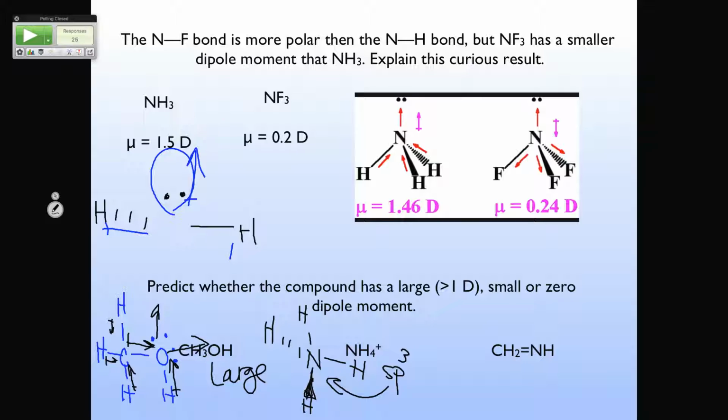Cancel out. Okay. What about this last one over here? Oh, so what is it? Large, small, or 0? 0. Okay, which was your first guess, which was good. All right, what about this one now? Okay, we're going to draw it out.